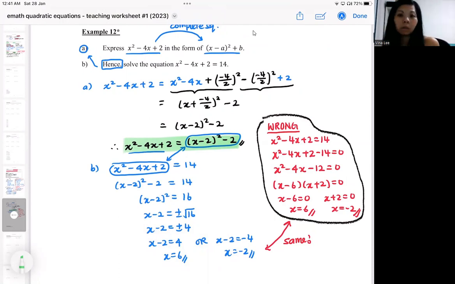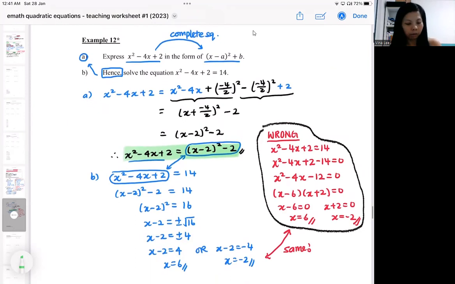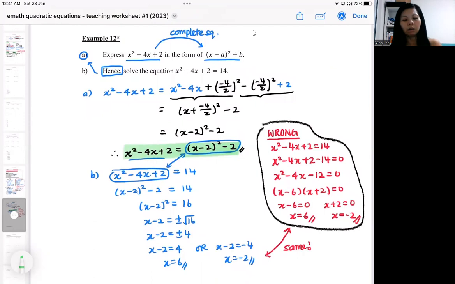So for O-level, they will actually specify the method. You can get the same answer, but if you do not follow that method that is required, that same answer is useless. They are looking for whether you can execute that method or not. So please take note how you are being asked and the technical part. A lot of students, when they try to do completing the square, end up with a lot of careless mistakes. So you got to be very, very mindful.